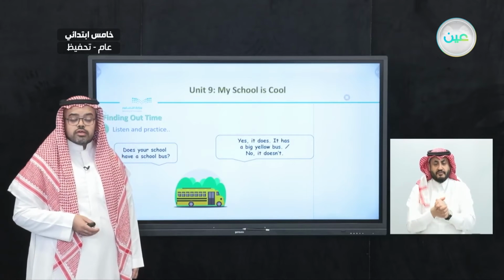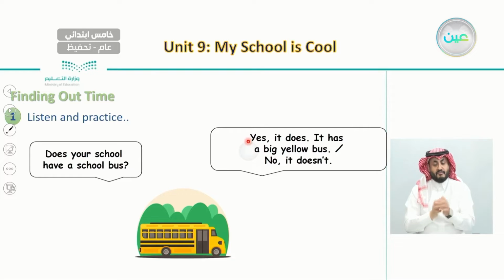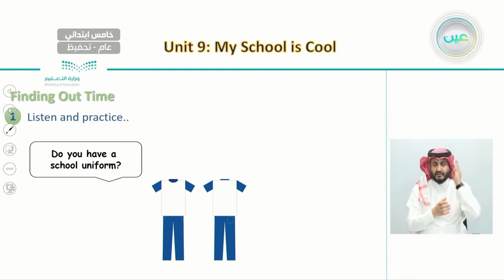If the answer is yes, then you can say, yes, it does. It has a big yellow bus. And if your school does not have a bus, then you can choose the second answer, which is, no, it doesn't. So here you can choose any of these two answers when you are asked about your school bus. Now, moving on to the fifth question. Let's listen to the fifth question.